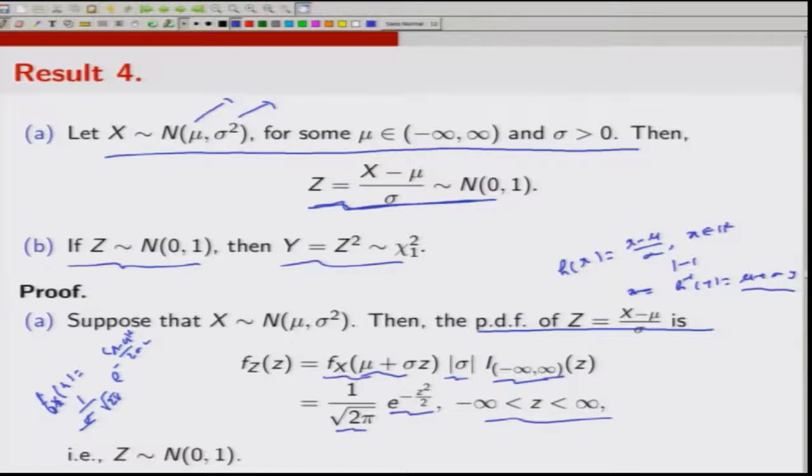Let us do the second part. If Z is normal 0, 1, then Y equal to Z square has a chi square distribution.